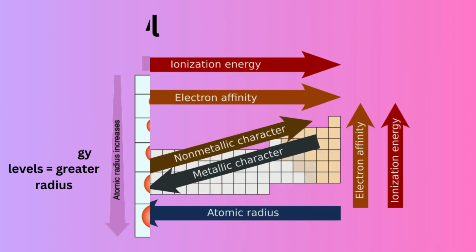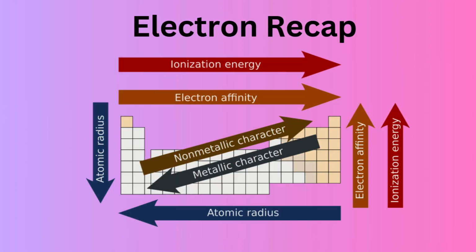So all these trends, ionization energy, electron affinity, atomic radius, they all depend on the arrangement of electrons and how strong the pull is from the nucleus. It's all connected. Totally. And these trends are what make the periodic table so useful. Just by looking at where an element is on the table, you can predict a lot about how it will behave. It's amazing how much information is packed into that table.